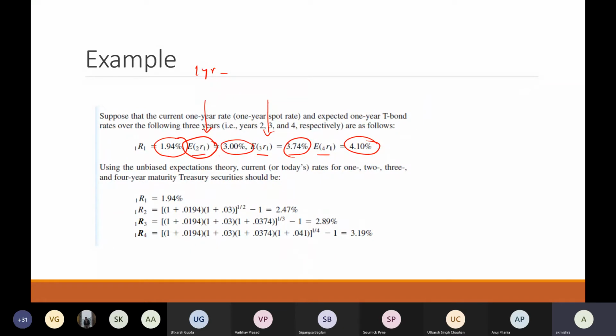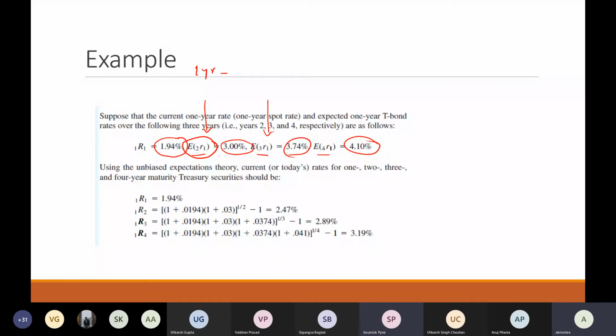So in this, given that the other scenario or macro factors or behavioral factors are the same and not going to change, these are going to be the expected returns. These are not observable. That's why we are writing E. But we are assuming 3%, 3.74% and 4.10% with certain assumption and some speculation you can think of.